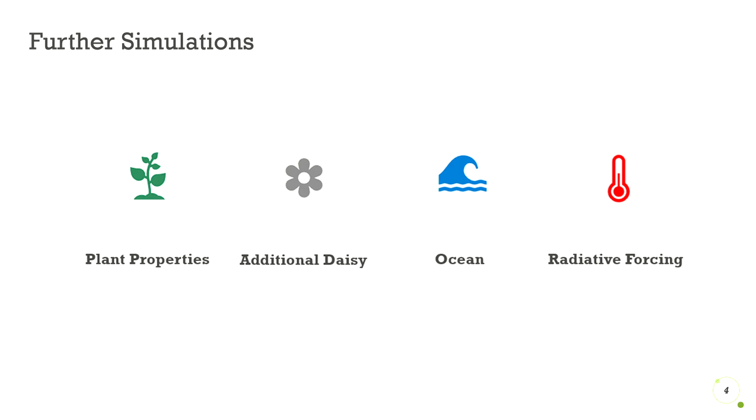Here are the different simulations that we conducted on the original DaisyWorld. First, we changed the albedos of the daisies. Then we added another daisy, the gray daisy. And then we added an ocean to mimic that of Earth. And lastly, we looked into the effects of radiative forcing. Next, we will talk about the results.